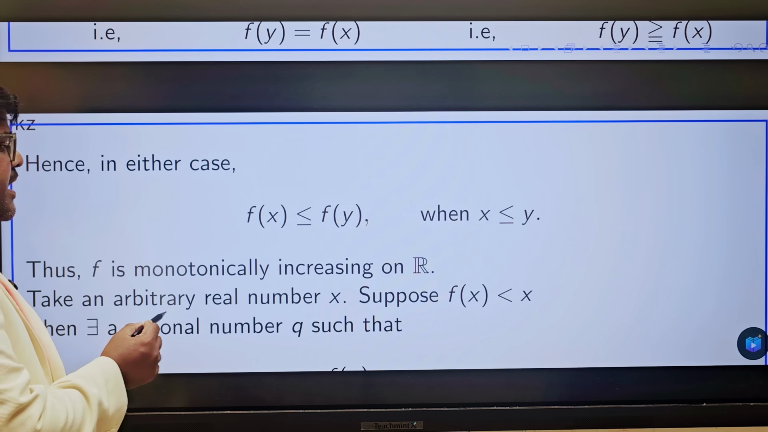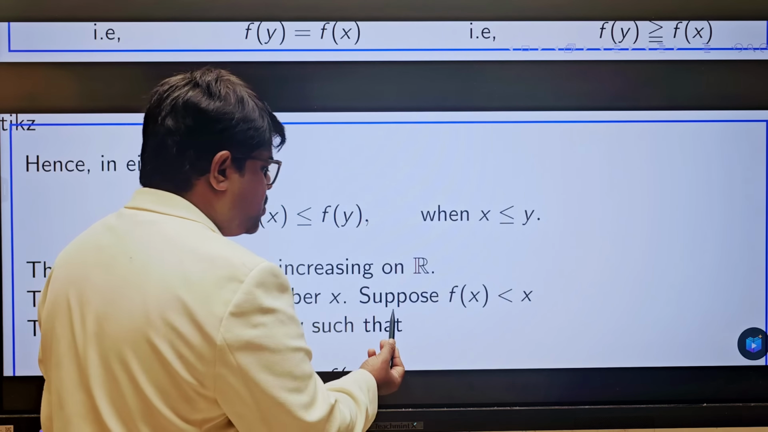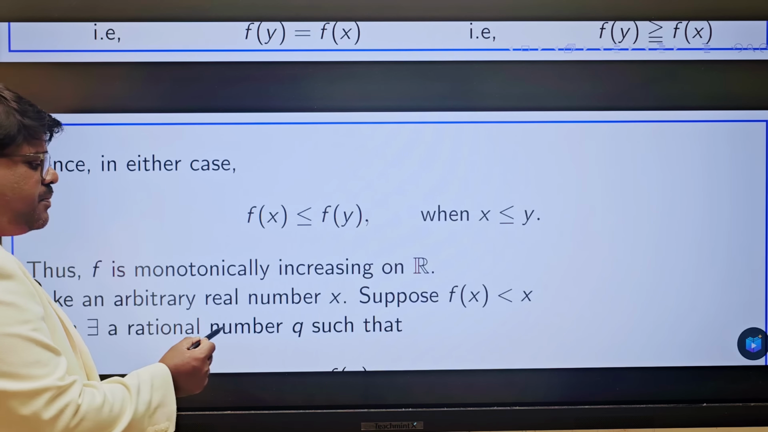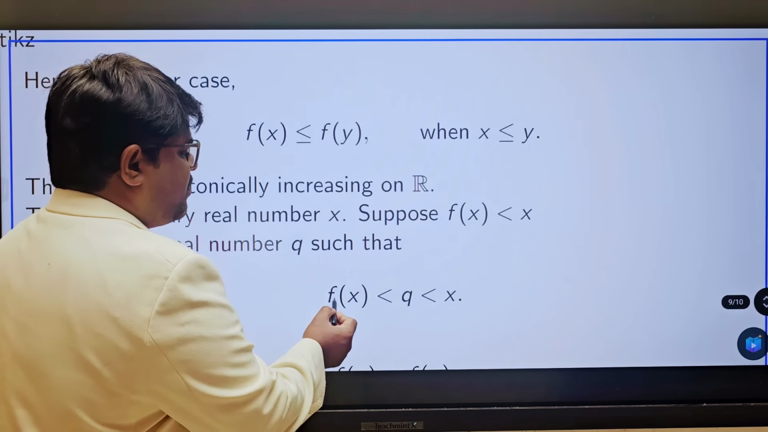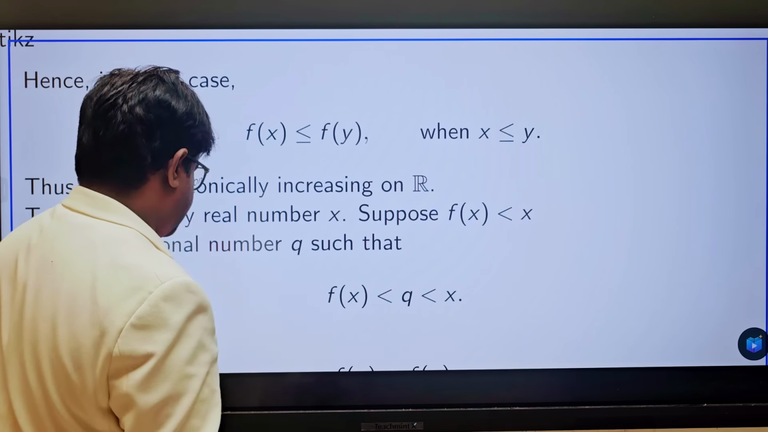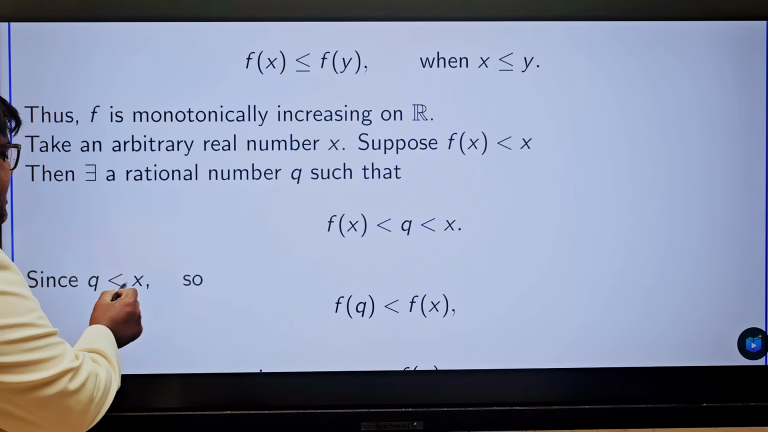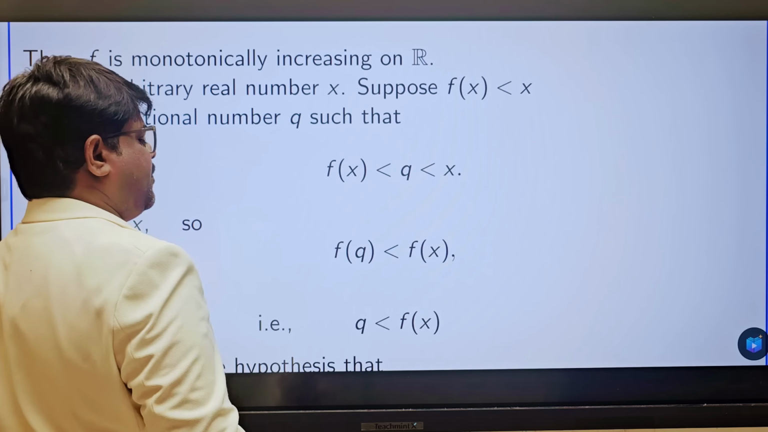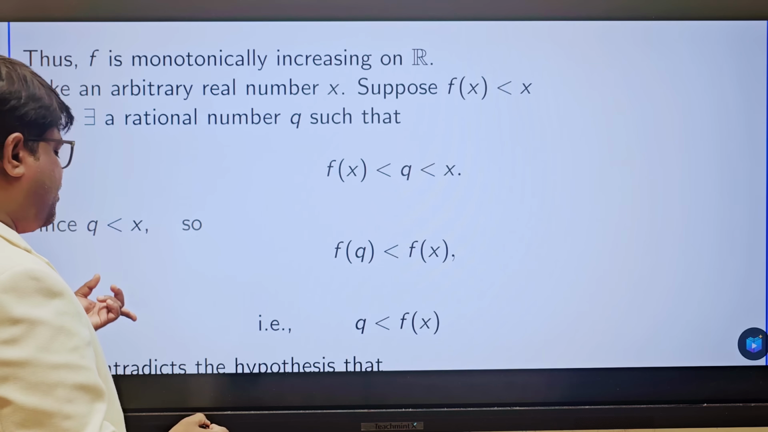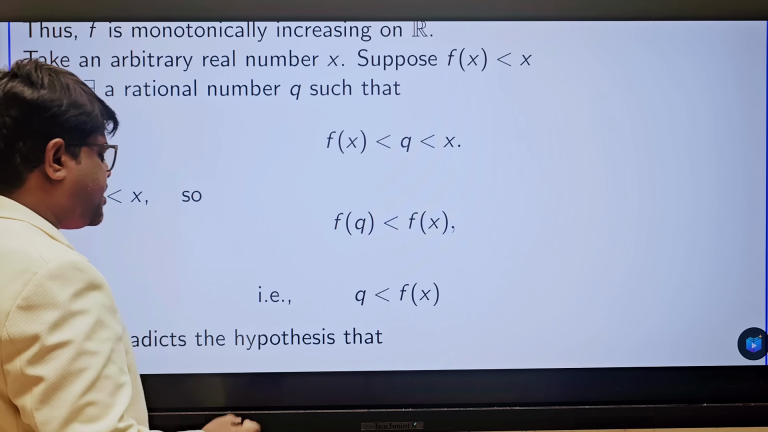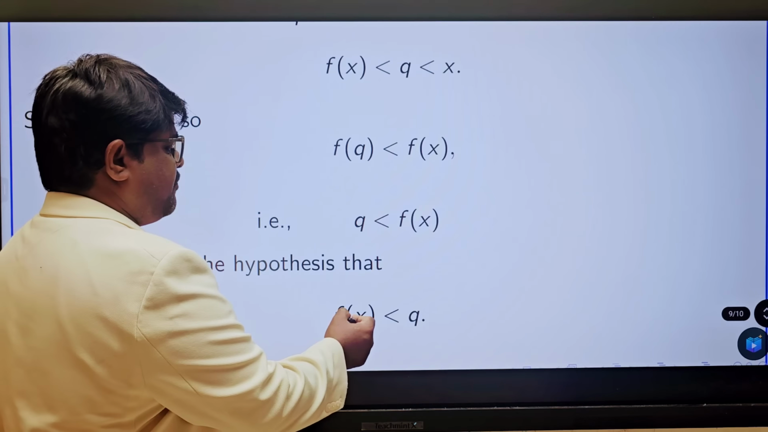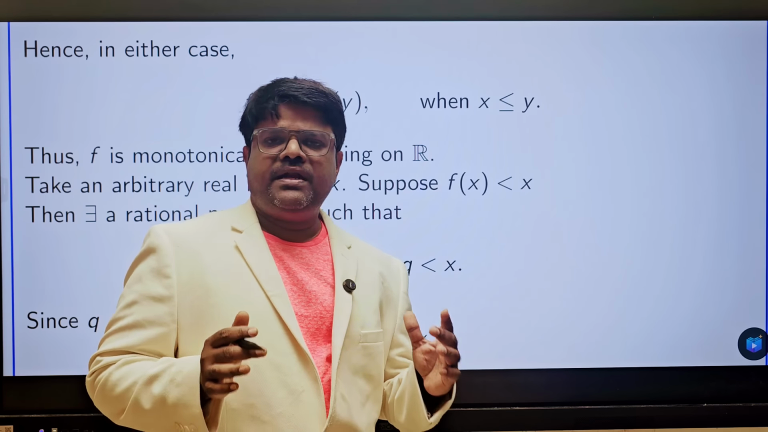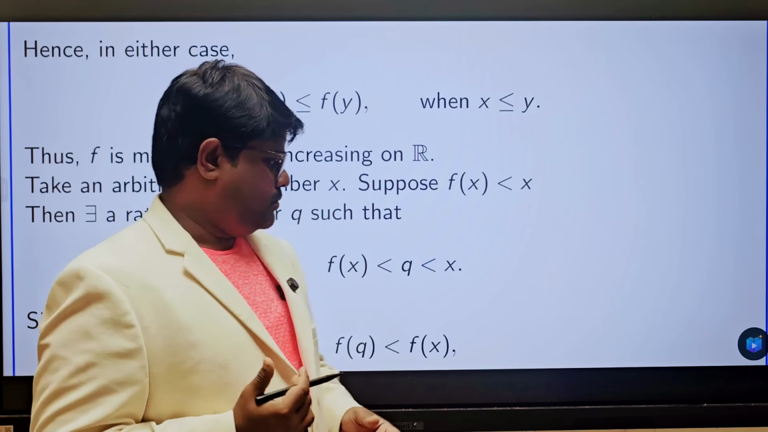Take any arbitrary real number x. Suppose f of x is less than x, then there exists a rational number q such that f of x is less than q less than x. Since q is less than x, f of q is less than f of x, that is, q is less than f of x. This contradicts the hypothesis that f of x is less than q, because we know that between any two real numbers there exists a rational number.